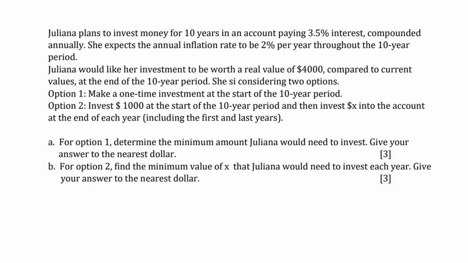And option 2, you can read that silently, but let us solve first the question related to option 1. For option 1, determine the minimum amount Juliana would need to invest. Give your answer to the nearest dollar. You have to take note of this restriction that the answer must be to the nearest dollar. And you would like to find the amount Juliana would need to invest. So that means we're looking for the present value. Let's see how we're going to solve this. I'll show you some methods on the next slide.